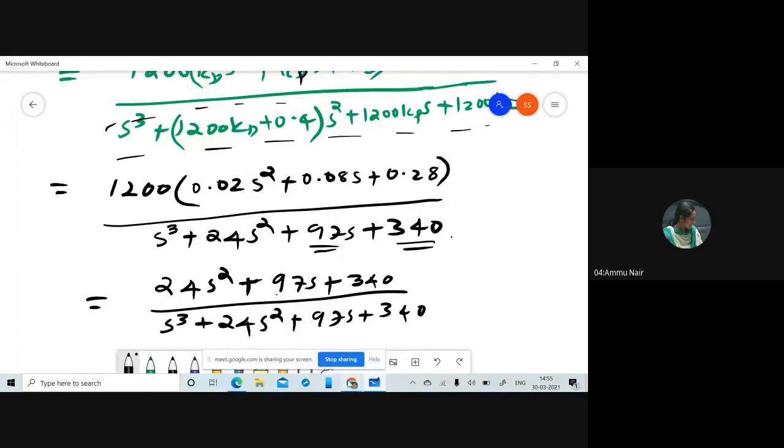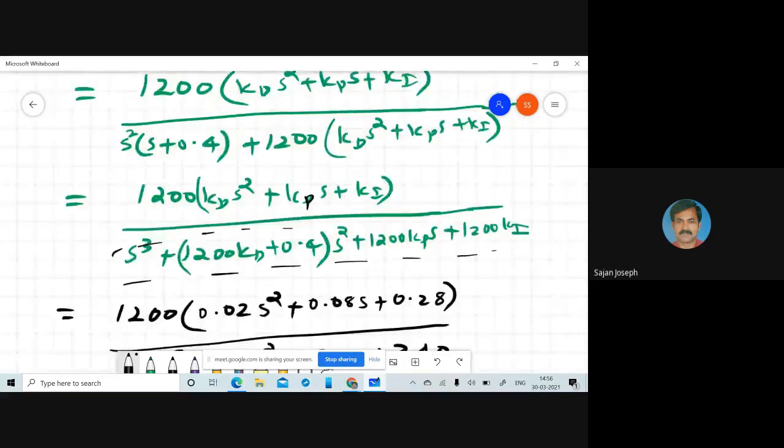Sir, last term 3360. How that is possible? Sir, 1200 into 0.28. So 336. 336, we are rounding it as 340. Why? Because actually we have made some approximations.